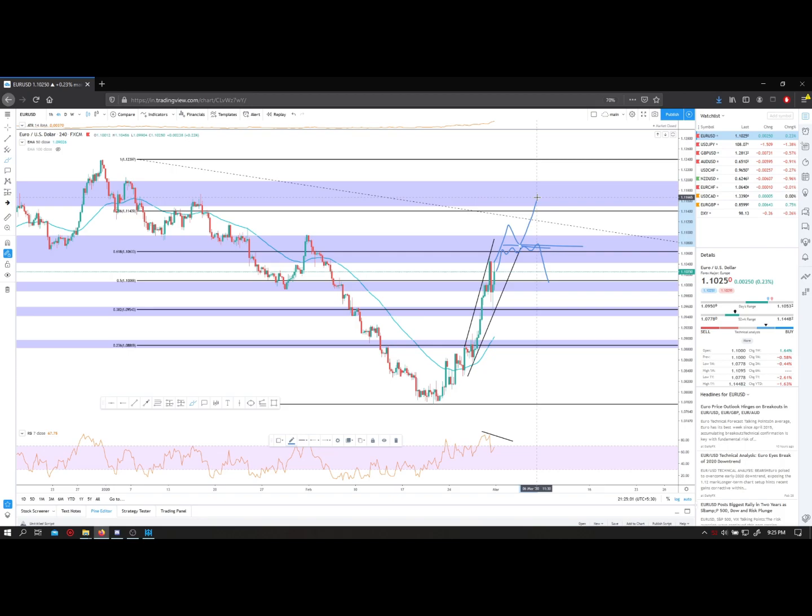So I'm going to wait and watch what the market is going to do, and I'm going to take my trades according to it. So let us jump to the next pair.